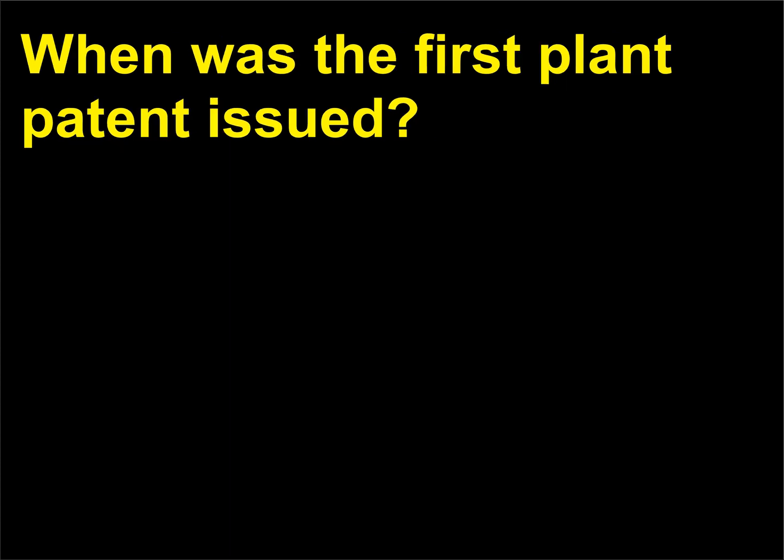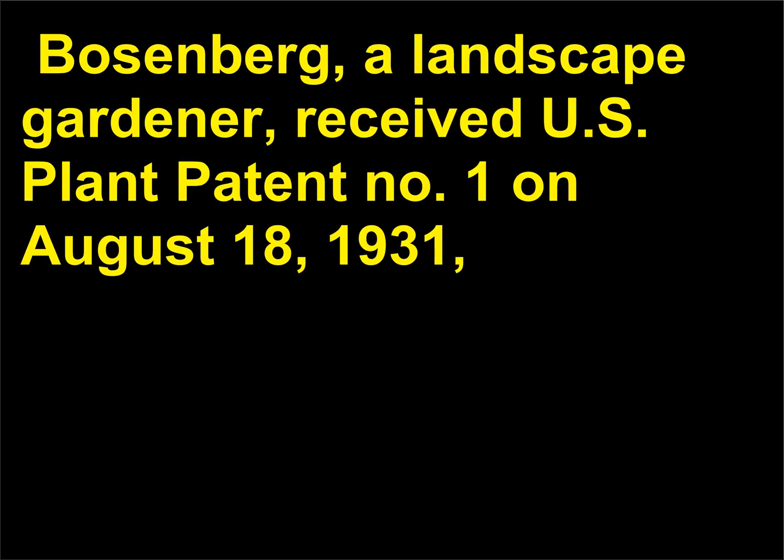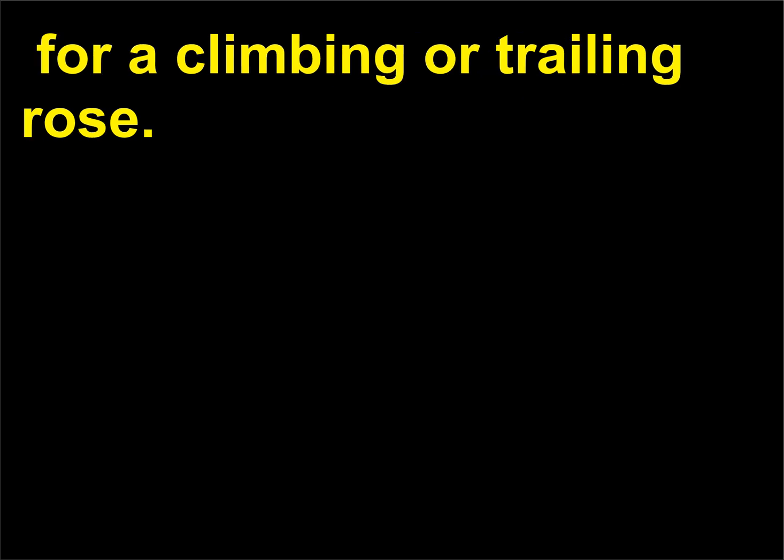When was the first plant patent issued? Henry F. Bosenberg, a landscape gardener, received U.S. plant patent number 1 on August 18, 1931, for a climbing or trailing rose.